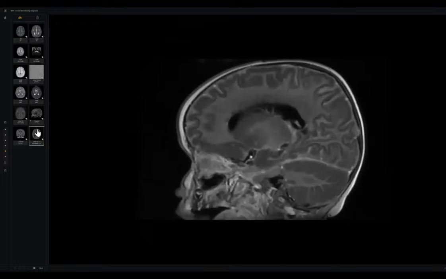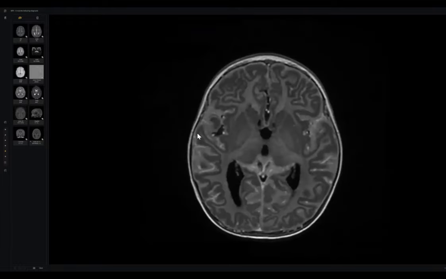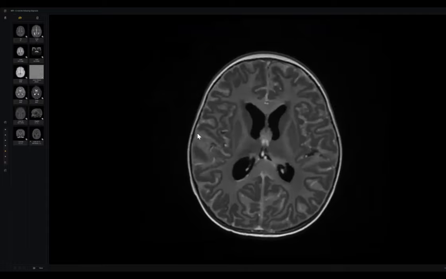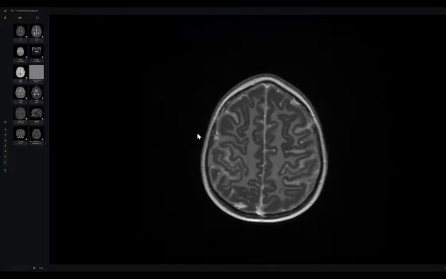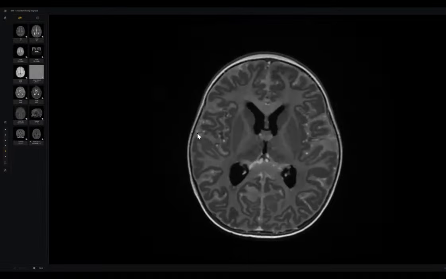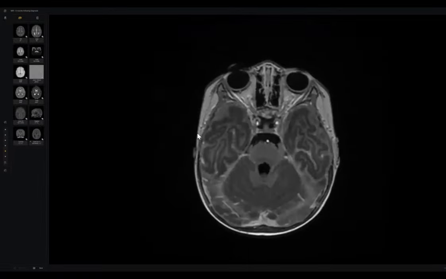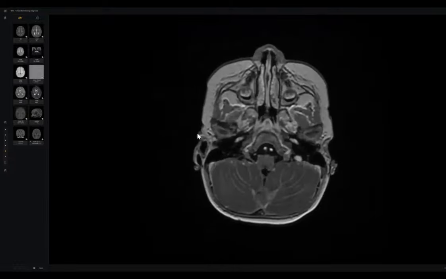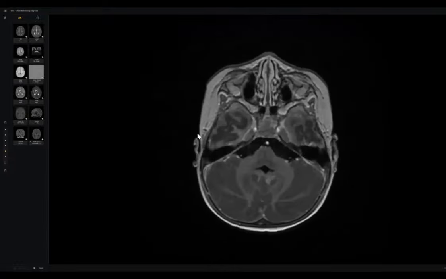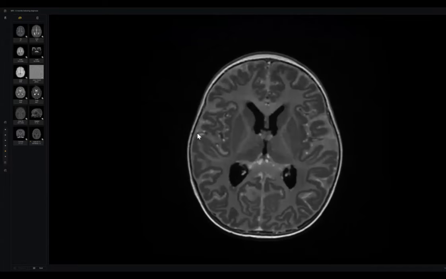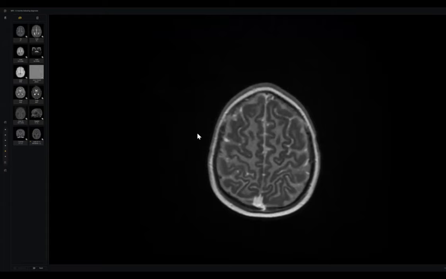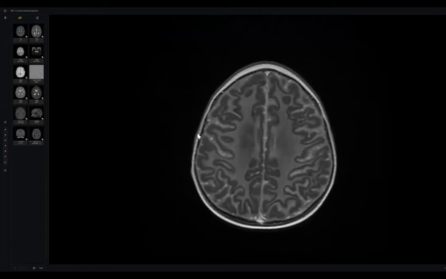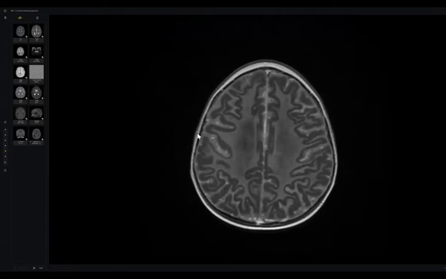Look at the axial. What do you think? Okay, I'm scrolling from the craniocaudal direction. I would just like to have a look. What do you think? Look here. What is the name of this sequence, please?